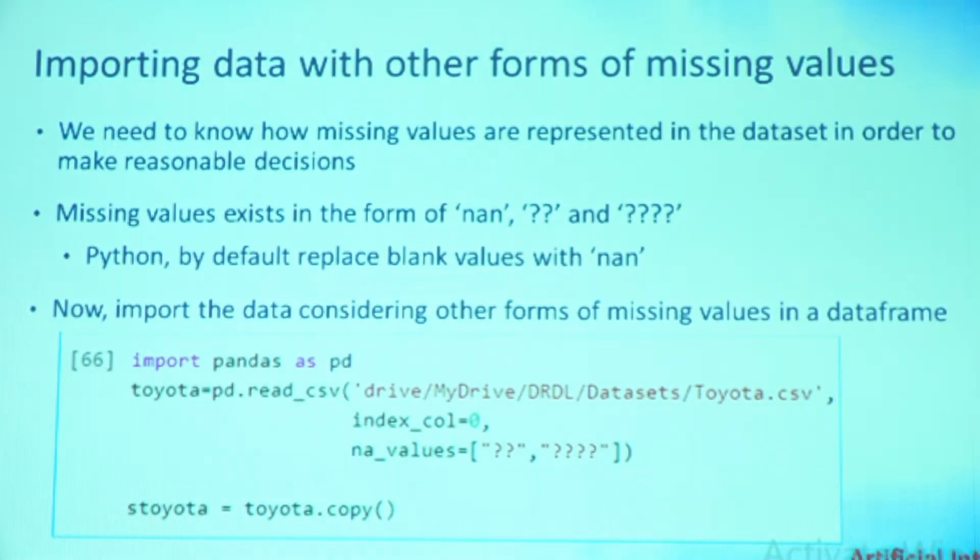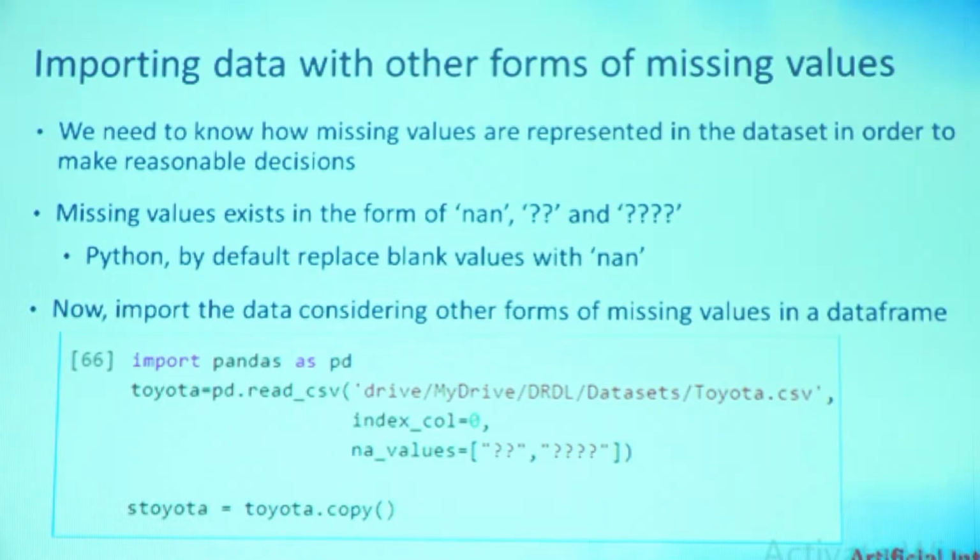Okay, all of you, have a look over here. This is something very, very important that you must learn. How do we import the data with other forms of missing values? Other forms of missing values in your data set are double question mark and 4 question marks in place of NaN and Na. Pandas will identify NaN and Na, but these unique values, you have to work with them.